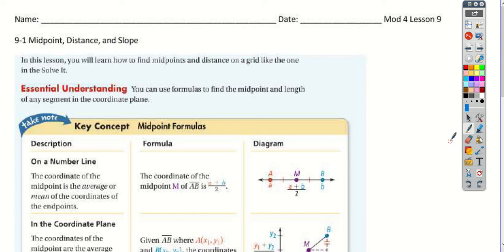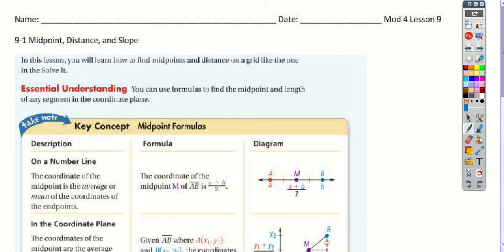All right, welcome to the next unit we're working on. We're going to call it Unit 9, and it's essentially going to be about proving that shapes on a graph are certain figures: parallelogram, rectangle, rhombus, that type of thing.